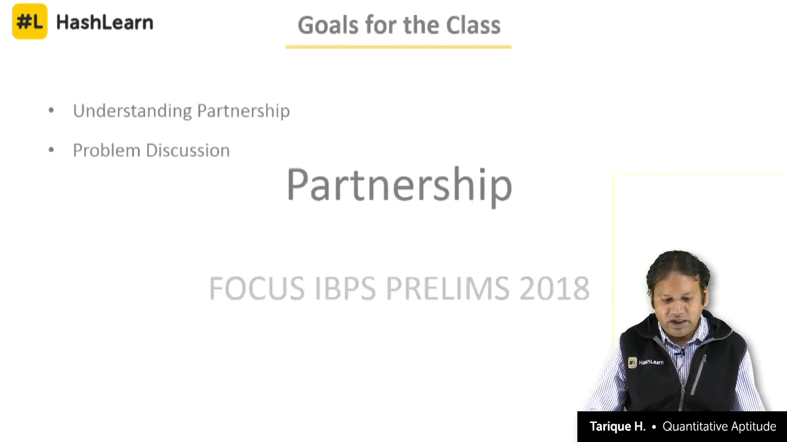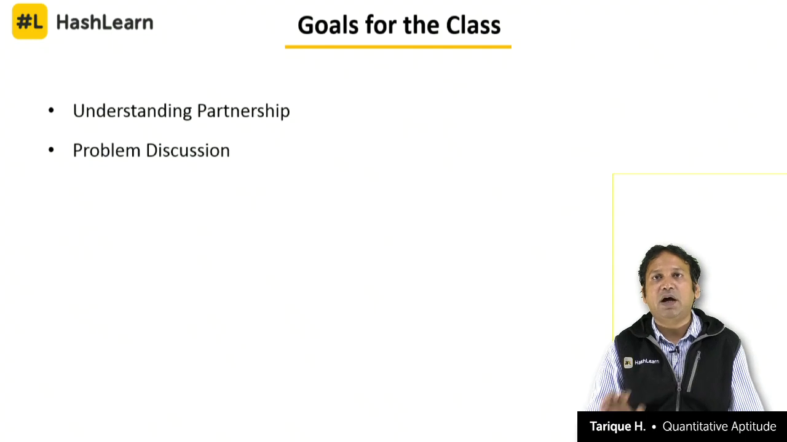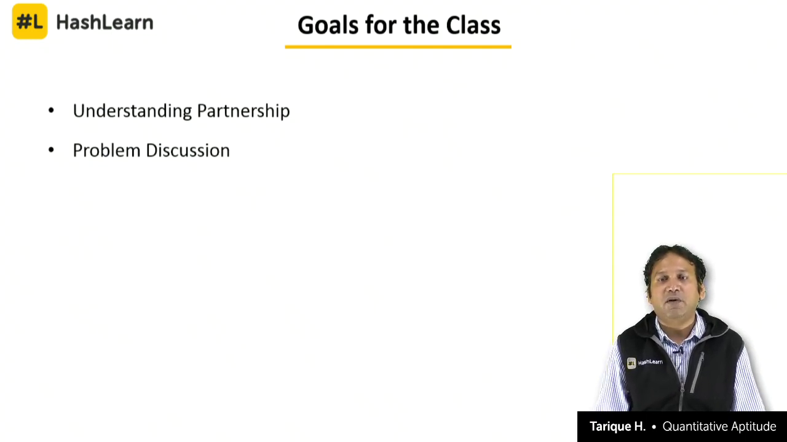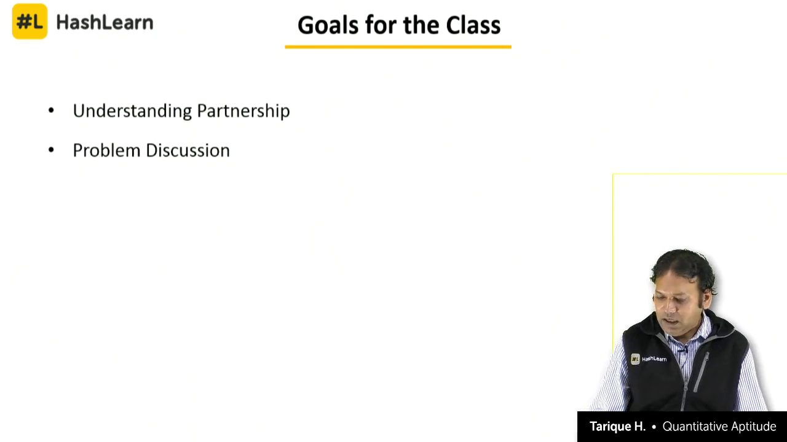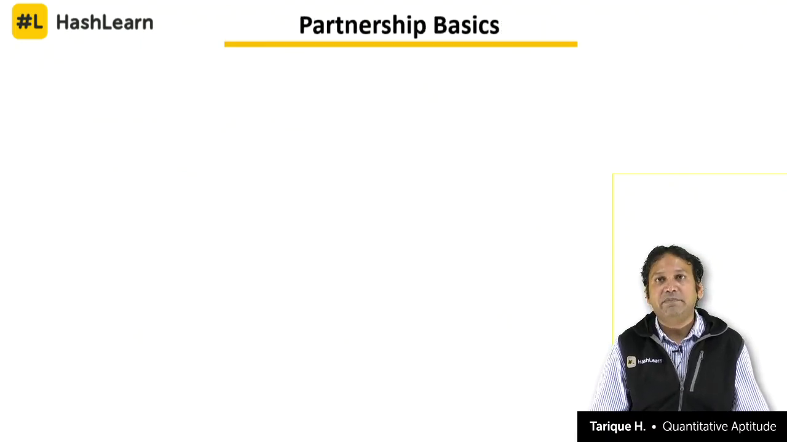So in a very simple way, mathematical questions based on partnership come in exams frequently, and basically it's an application of ratio. But we'll understand some of the crucial concepts of partnership, like what the different types of partnership are and what we need to keep in mind while calculating the ratio of distributing profit among the partners. Okay? We also develop the concept through problem discussion. So, starting with the partnership basics.